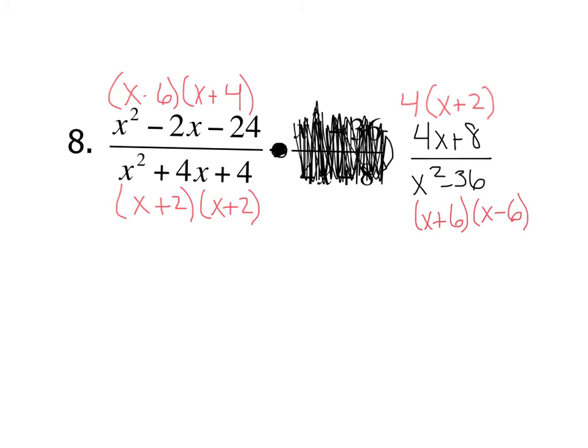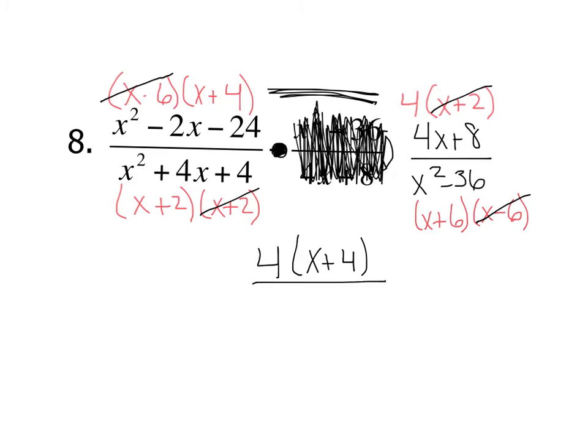So now we get the easy part here, and it's cleaning this up. I see that the x minus 6 and the x minus 6 would cancel. An x plus 2 and an x plus 2 would cancel. And that looks like that's it. So what you have here on the top is just the 4 and then x plus 4. And then on the bottom you have x plus 2 and x plus 6.